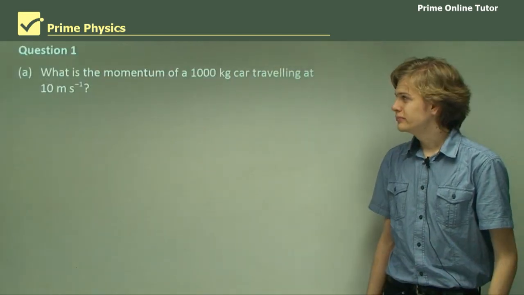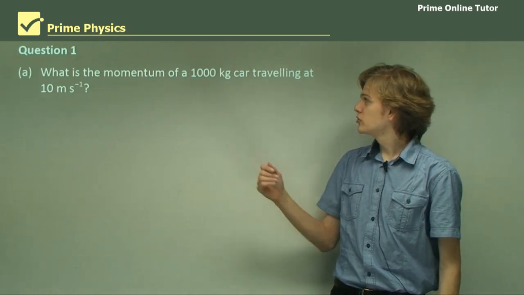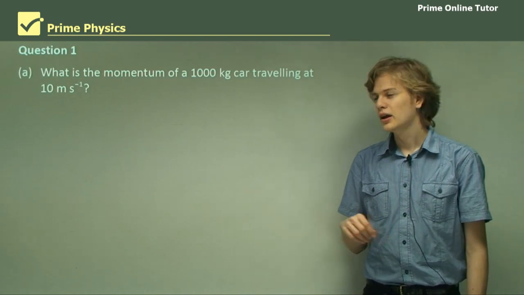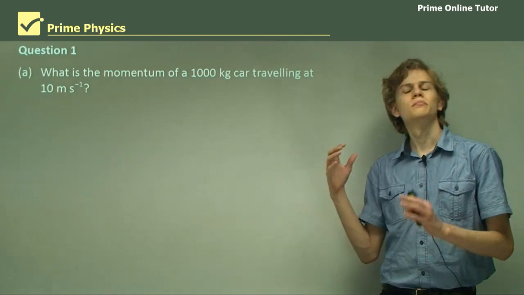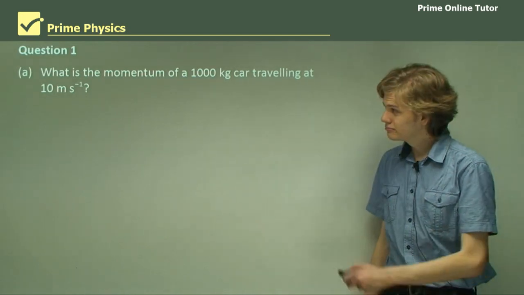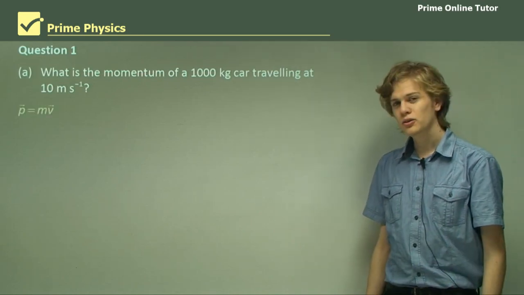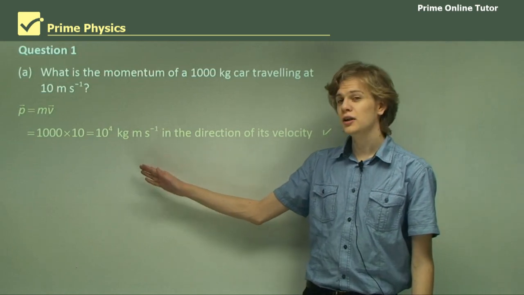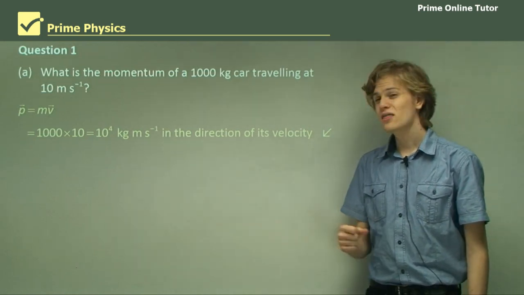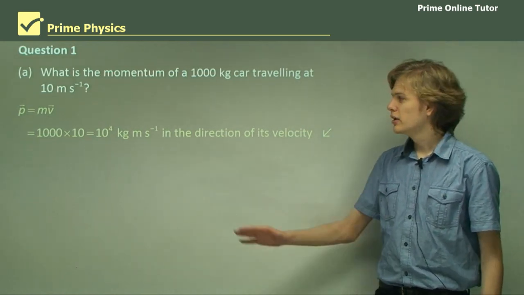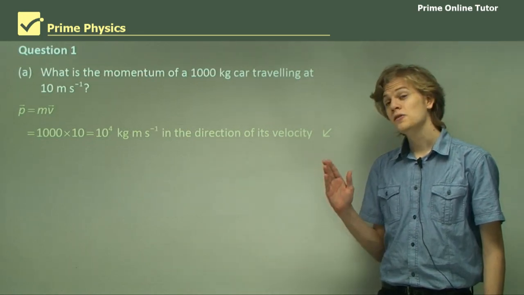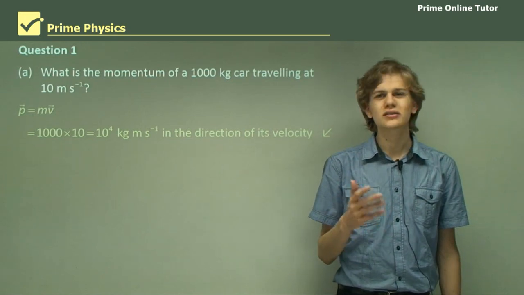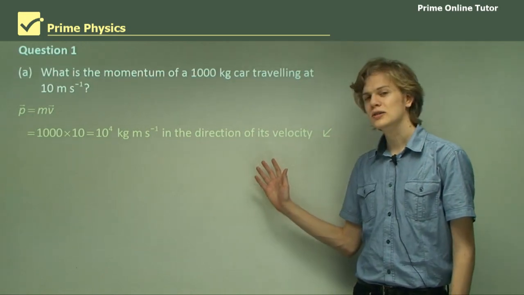Question 1. What is the momentum of a 1,000 kilogram car traveling at 10 meters per second? Now, momentum equals mass times velocity, so p = mv, and substituting the numbers, we have 1,000 kilograms times 10 meters per second gives us 10,000, 10 to the 4, kilogram meters per second, in the same direction as its velocity. Remember that momentum is a vector, so it always has a direction.